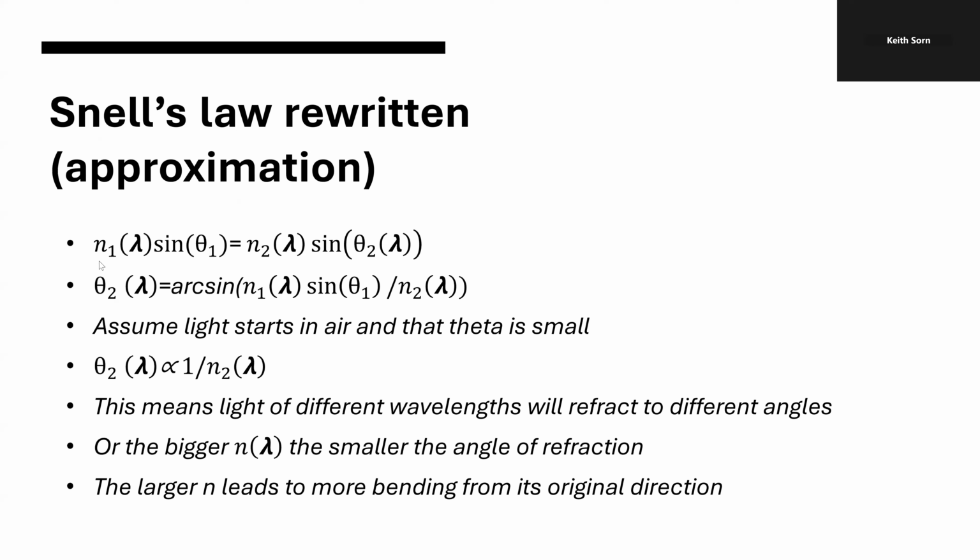If we do a little math here and make a couple assumptions, we will learn that light of different wavelengths will refract different angles. In fact, the bigger that the index of refraction is, the smaller the angle of refraction. And this here is just the mathematical way of saying that. This means the larger n, larger index of refraction, is going to lead to more bending of light from its original direction.